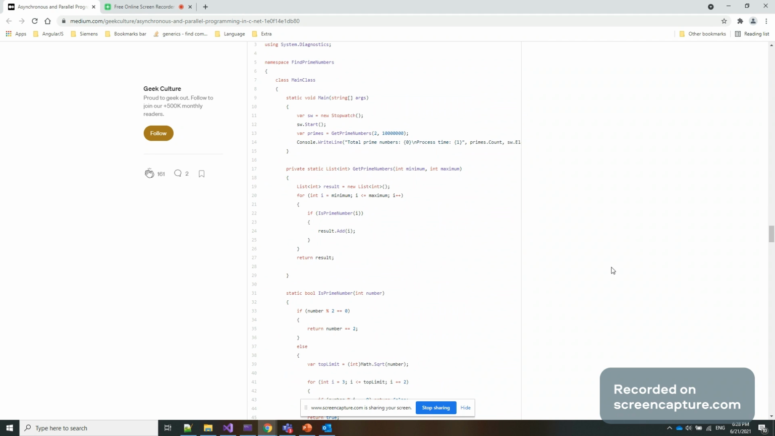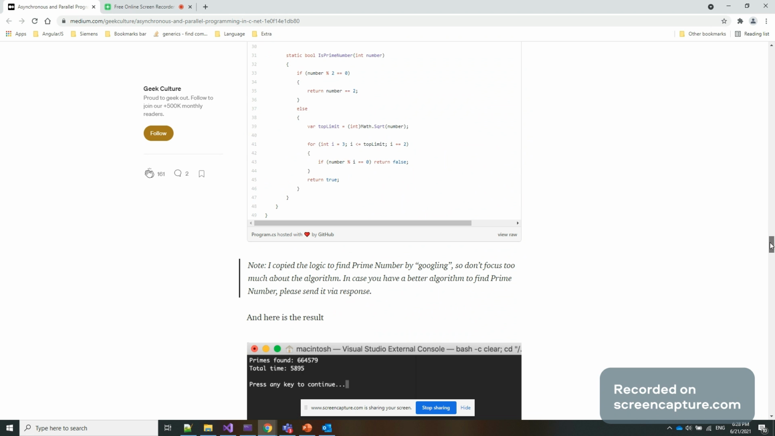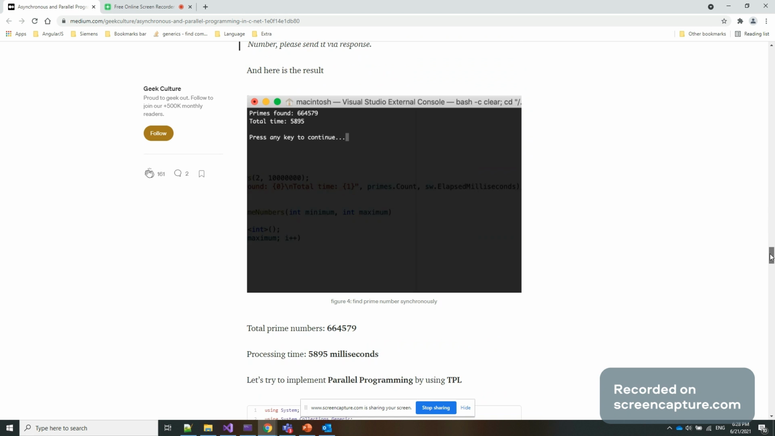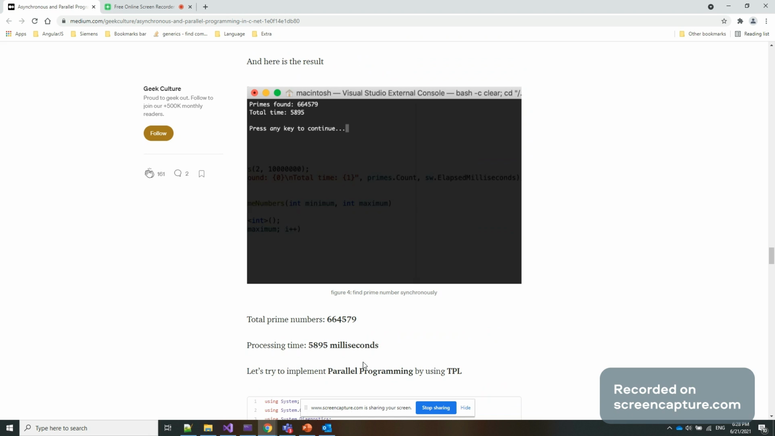I will quickly jump onto the result side. In the result you can see the total prime numbers we found is this much, and the processing time it took is 5895 milliseconds. Now we are doing the same example with the TPL.